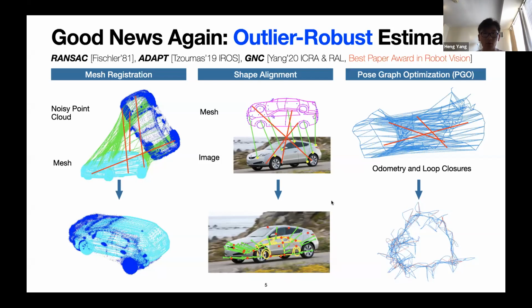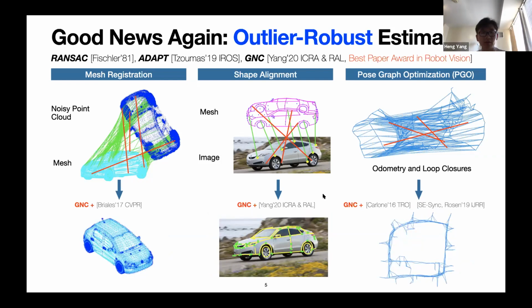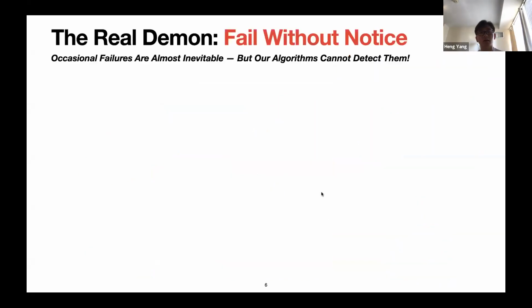To give you an example, if we use GNC together with the non-minimal solvers that I talked about in the previous slides, the estimates we get are very close to the ground truth. So in summary, we can regain robustness using these general purpose outlier robust estimation frameworks. But in this workshop, what we really care about is optimality guarantees, or basically we want to ask the question: has the solver given me the globally optimal solution?